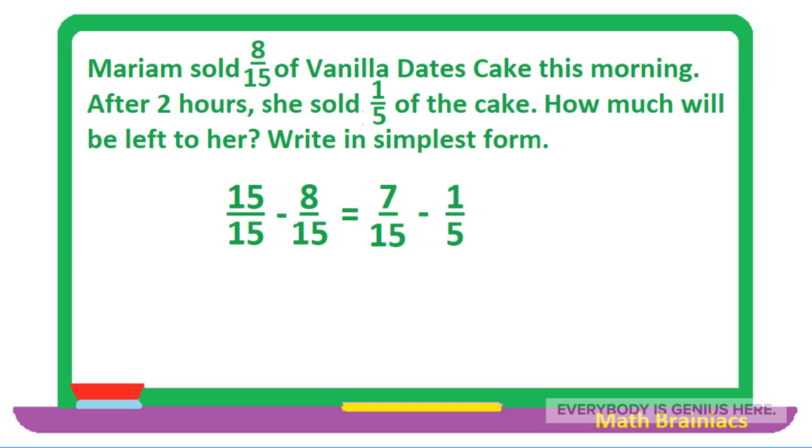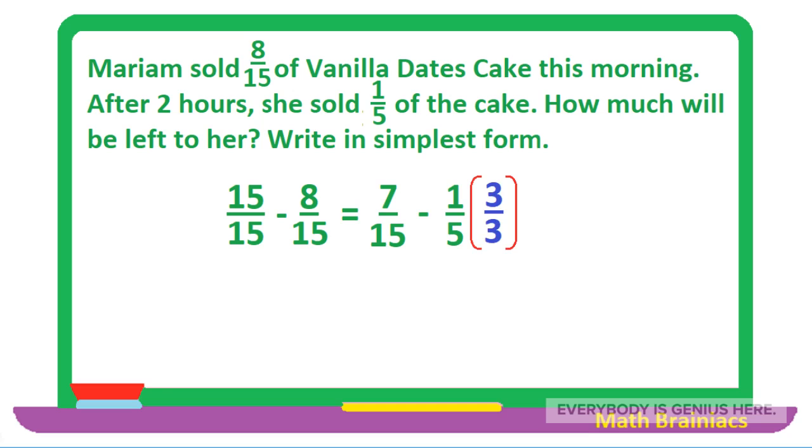From the portion of 7 over 15, we are going to subtract the cake that was sold after 2 hours, and it is 1 over 5. So, we are going to subtract 1 over 5 from 7 over 15. But we have different denominators here, so we are going to make the denominators the same. We're going to multiply the 5 by 3 so that it will become 15.